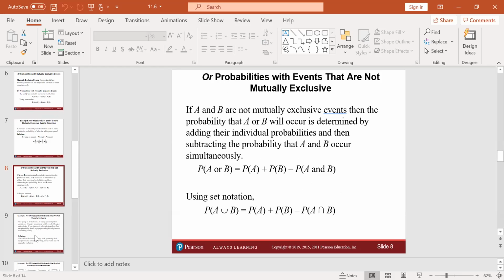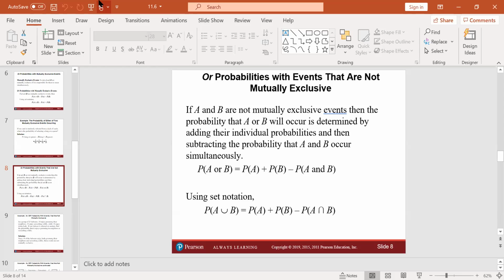Oh, what if you aren't talking about mutually exclusive events? Something fishy is going on when you're talking about mutually exclusive events versus events that are not mutually exclusive. So if A and B are not mutually exclusive, meaning it's possible that they could both happen, for example, if you're rolling a single die, you could roll an even number and a number greater than 3, because there are even numbers greater than 3. In that case, those two events are not mutually exclusive.